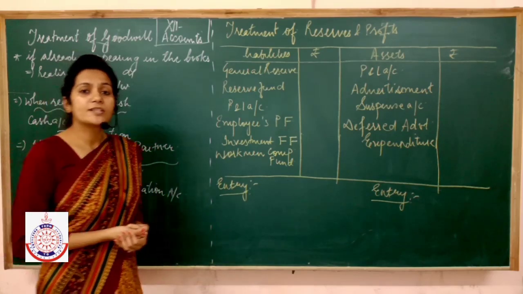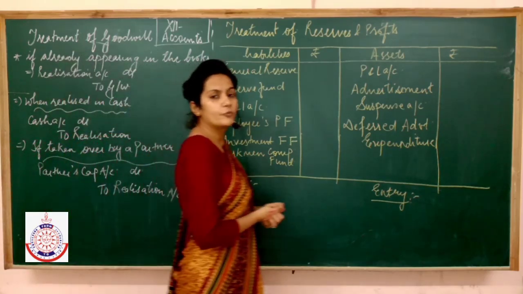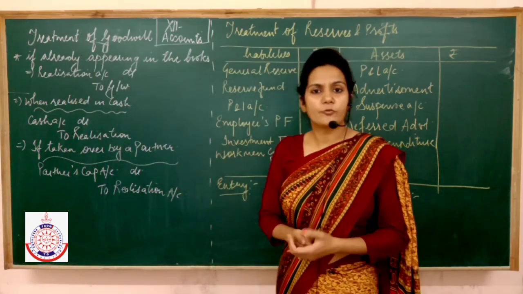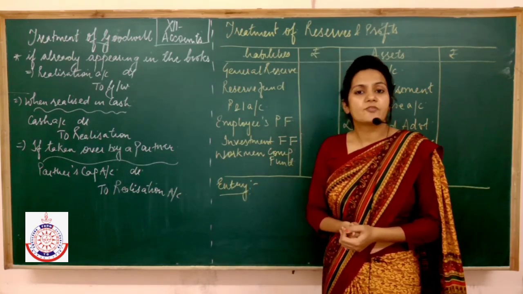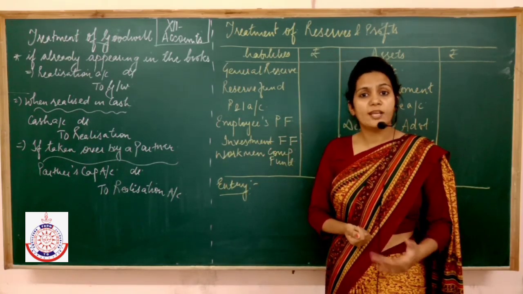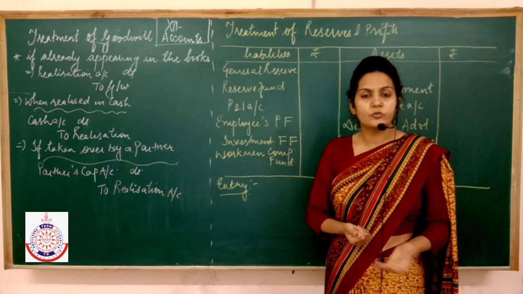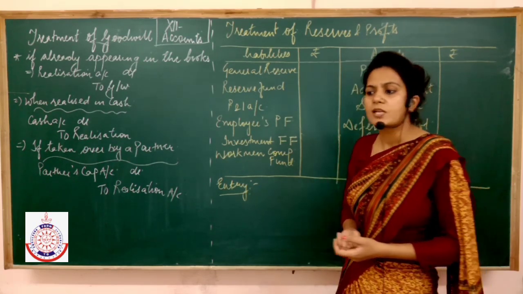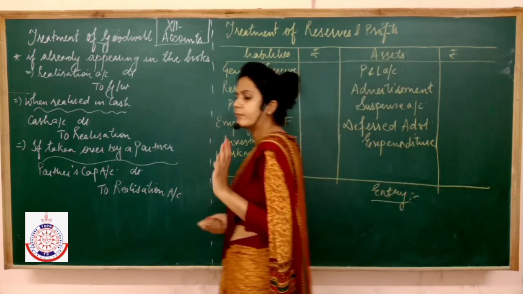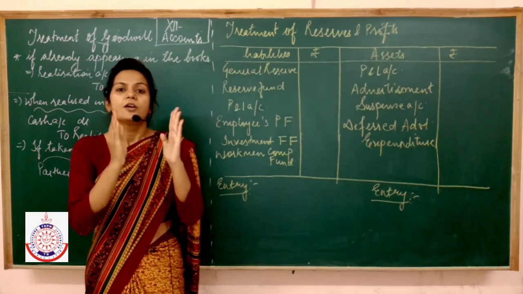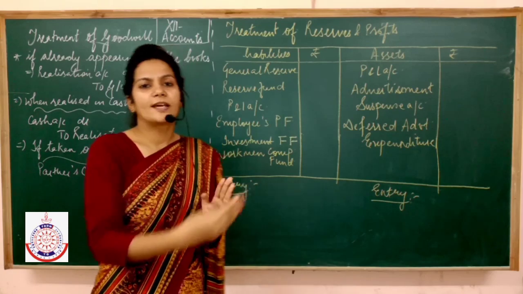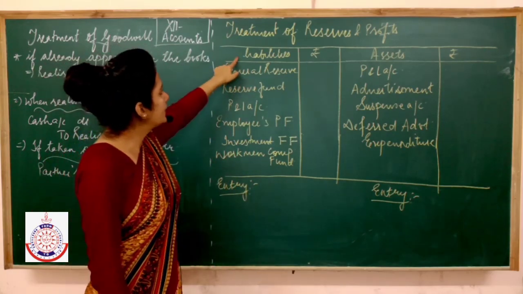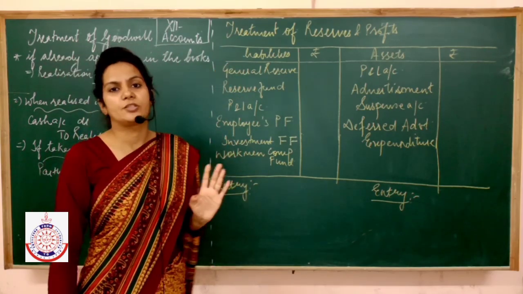I told you about the sequence also: first of all we have to make payment of outside liabilities, then we have to make payment of partner's loan if there is any loan given in the question, and then we have to make partner's capital account. So today let me tell you in brief about it. First of all, we make payment of outside liabilities which are given on the liability side of the balance sheet.